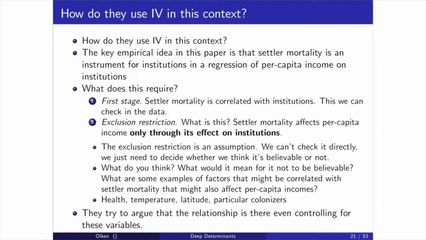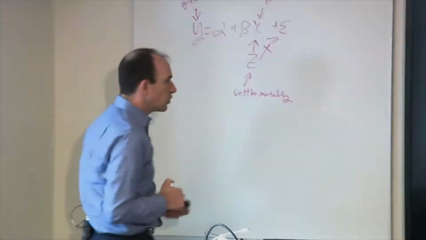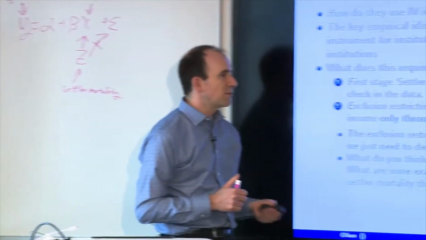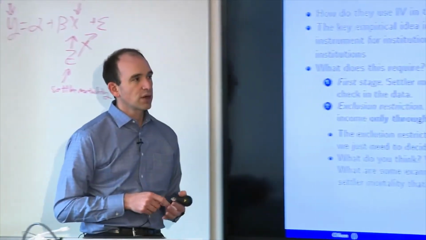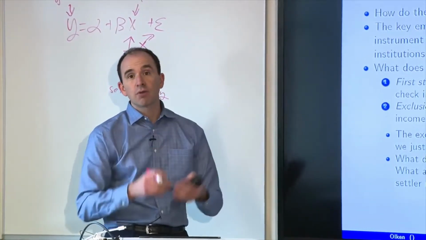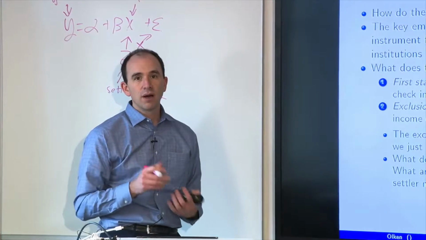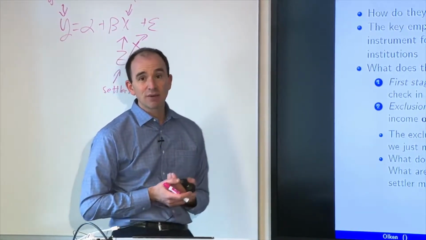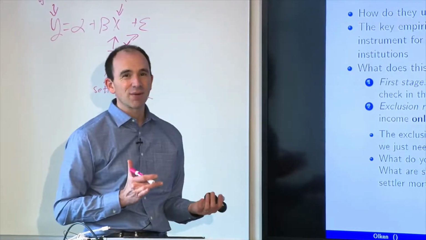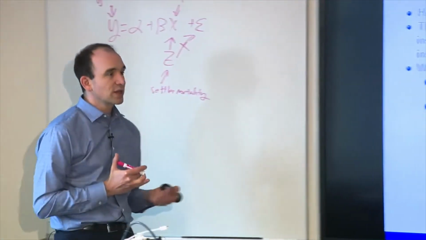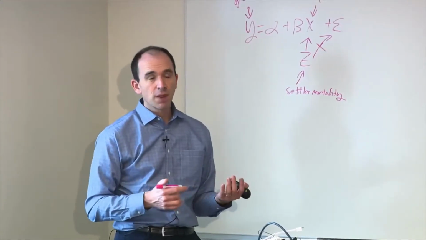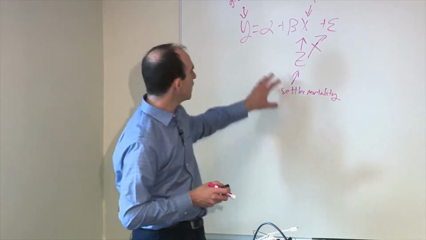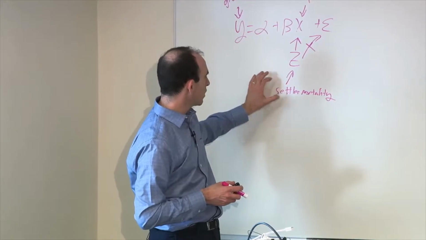Are there other examples that could be related? So, what are some other examples? One other one, for example, could be latitude, right? Or distance from Europe. It could be that places that are far away from Europe, maybe they had problems getting supplies from Europe and settlers were more likely to die in those places. Maybe that was actually bad for current income, right? Because what mattered for trade then actually could matter for trade now. That's another example. So in this paper, in some sense, the instrument is not totally clear.